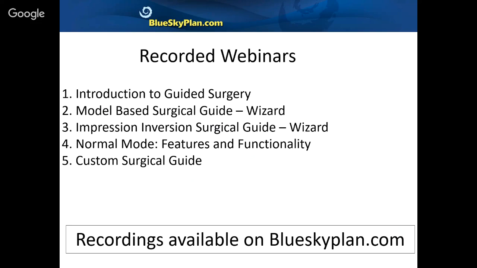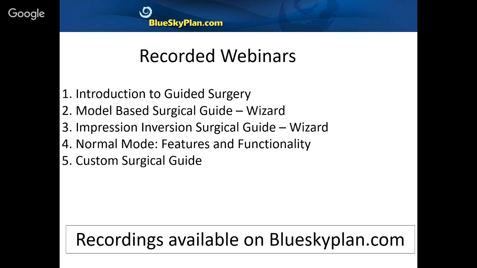We've covered in the past topics including Introduction to Guided Surgery, where we discussed the basics of CT scans and the Blue Sky Plan software. Model-based surgical guide with the wizard: we discussed how to make a surgical guide using an optical scan or a CT scan of a model. The 3rd presentation was Impression Inversion surgical guide, how to take an impression, invert it, and use that to create a surgical guide. And in today's presentation, you'll see some reminders and connections to that presentation. We're going to touch upon some overlapping topics.